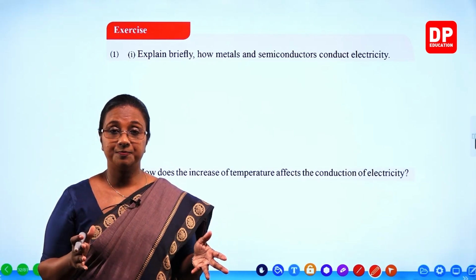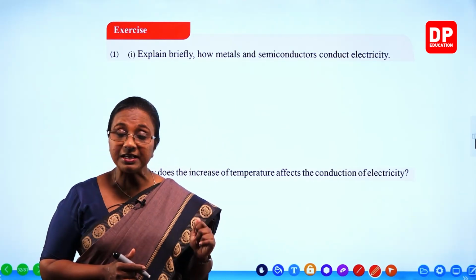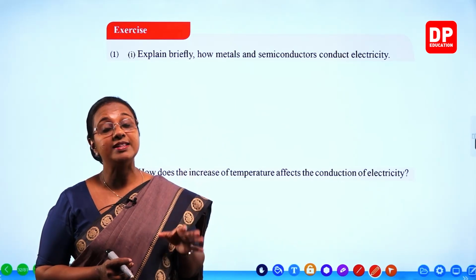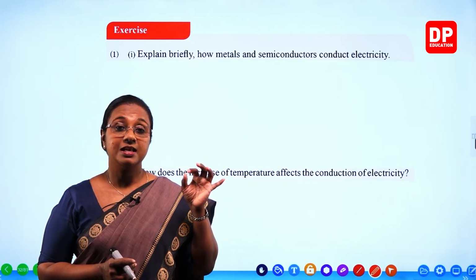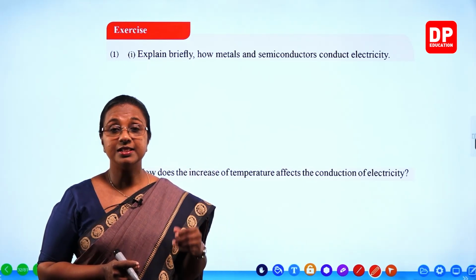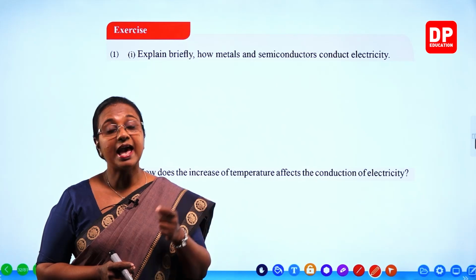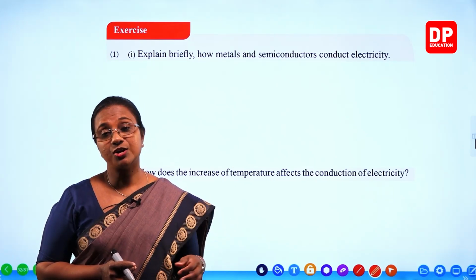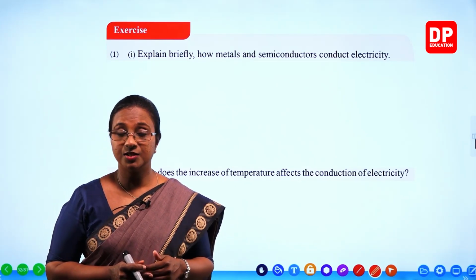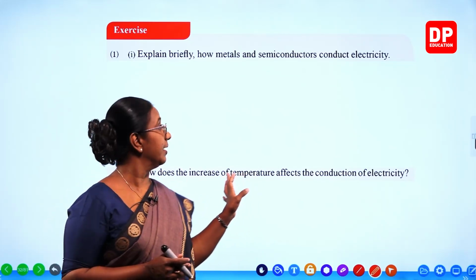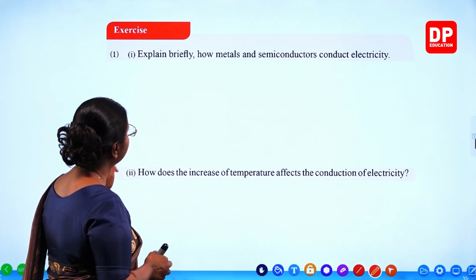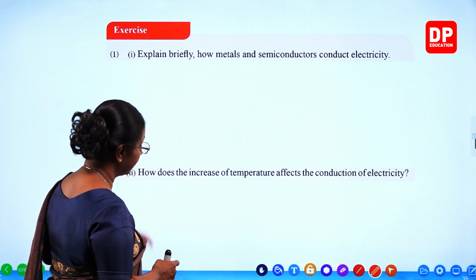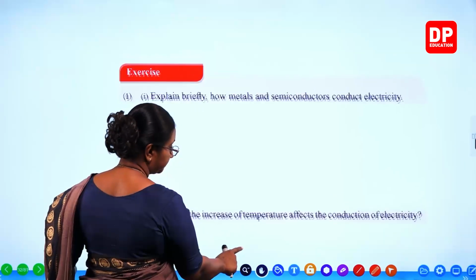conduct electricity. And if we take the semiconductors, like I said, when some of the bonds in the semiconductor lattice are broken, there will be free electrons and holes. Based on that, they conduct electricity. So that is what you need to write here. Explain briefly how metals and semiconductors conduct electricity.